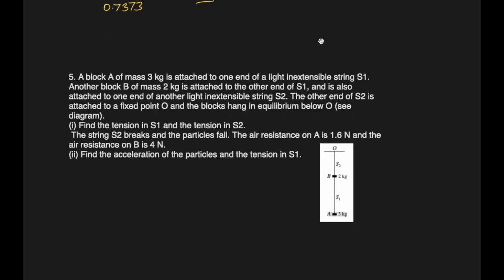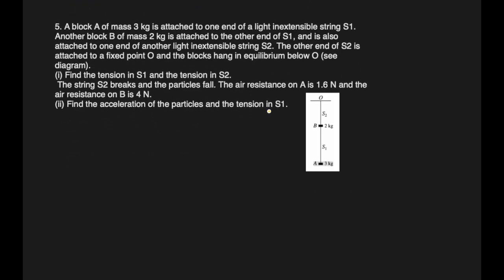Let's go to question number 5. A block of mass 3 kg is tied with 2 kg, and is tied with the ceiling. See diagram. Find the tension in S1, only S1, and the tension in S2 as well. So for S1 we'll just focus on this part. There's no acceleration because it is steady. It is not moving anywhere. So we'll just focus here.